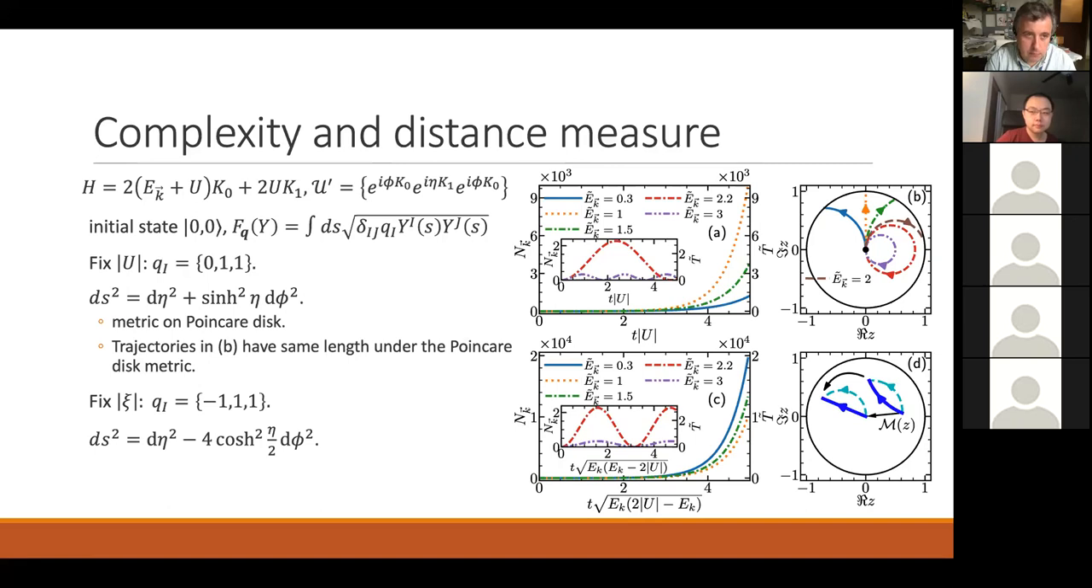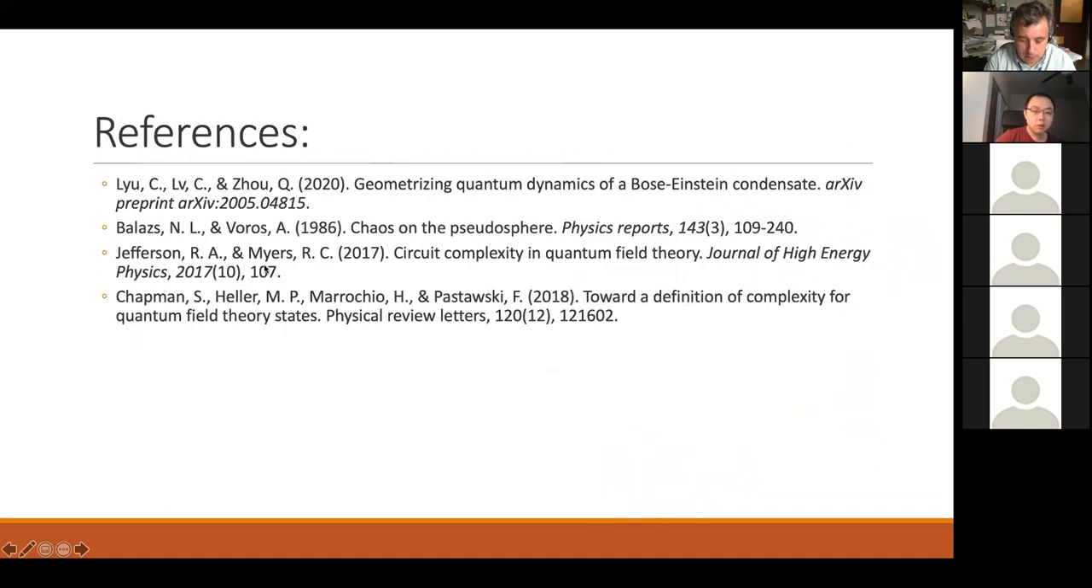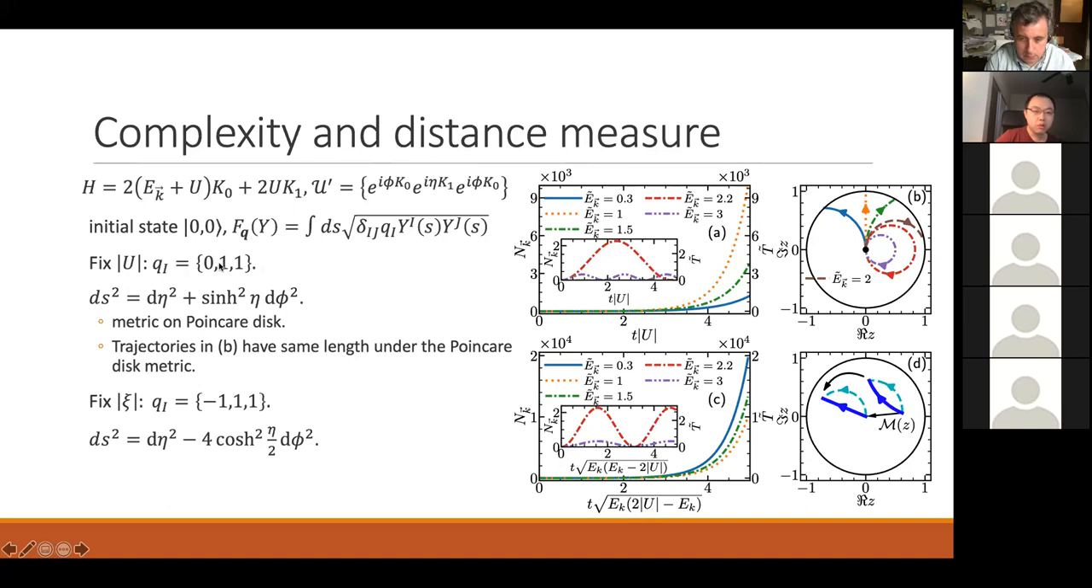a Poincaré disk. Yeah. Right. So actually there is one more reason for choosing QI for this quench dynamics where we have the constraint that the absolute value of U is fixed. The reason is that during the dynamics, EK can be arbitrary. So since we are considering fixing the absolute value of U, for this case we should choose the QI to be this form. If we do not have this constraint, QI can be arbitrarily chosen and different metrics could be obtained.